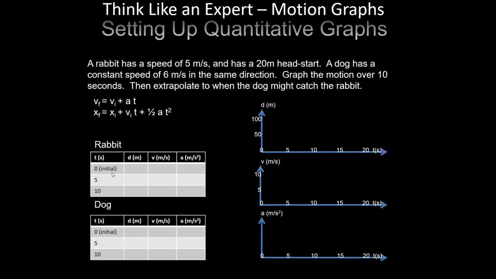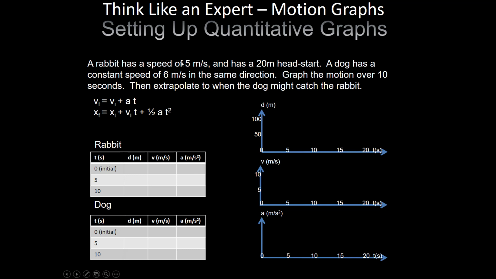All right, we're not going to finish this word problem, but let's take a look at how we might actually set up a quantitative graph. We've got these two equations. We've got a word problem with what looks like a rabbit and a dog. So there are two different objects we're going to be tracking. Let's track them separately. So I set up a data table for the rabbit and a data table for the dog. All of these graphs are a function of time. That's why I put t in the first column. So depending on the time, we'll get different answers for distance, velocity, acceleration, or displacement, velocity, acceleration.